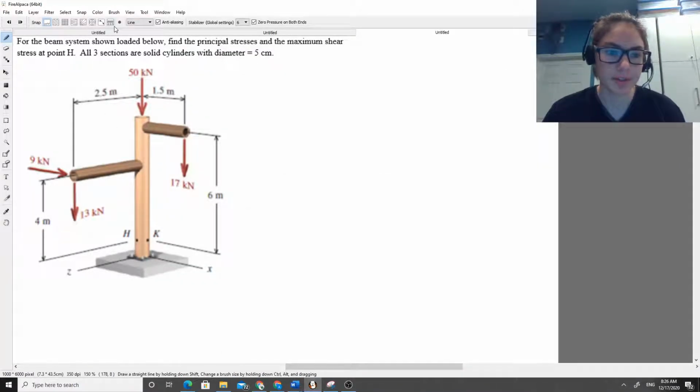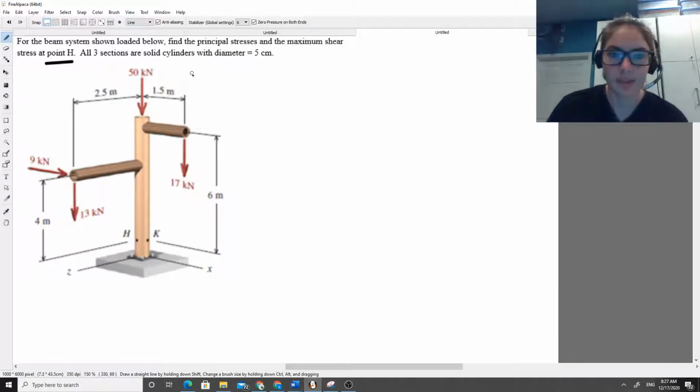Today we're going to be solving this problem that's given in the statement. For the beam system shown below, find the principal stresses and max shear stress at point H. So that's going to be down here. All three sections are solid cylinders with a diameter of 5 centimeters.